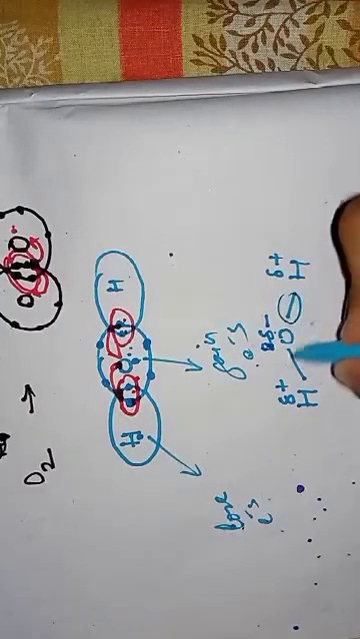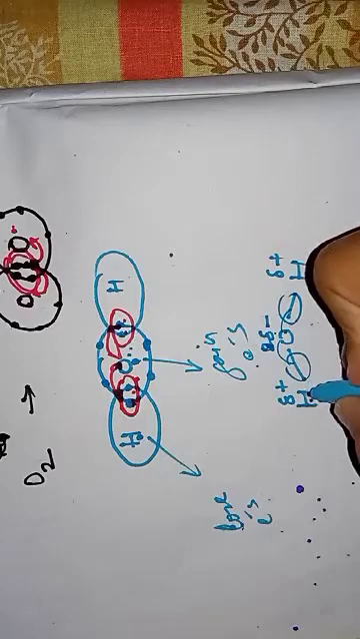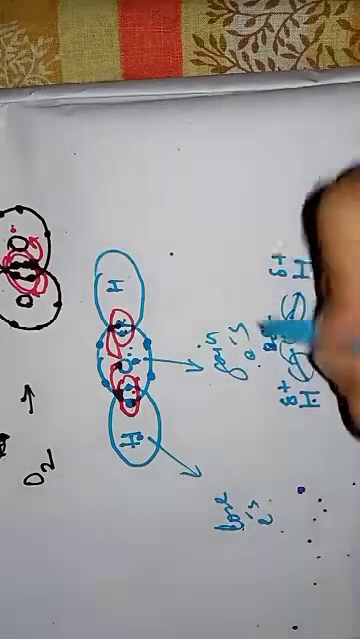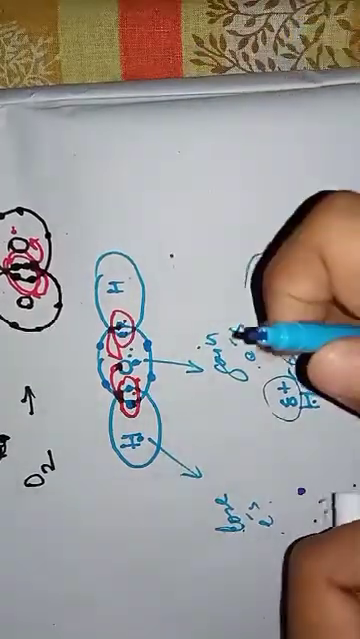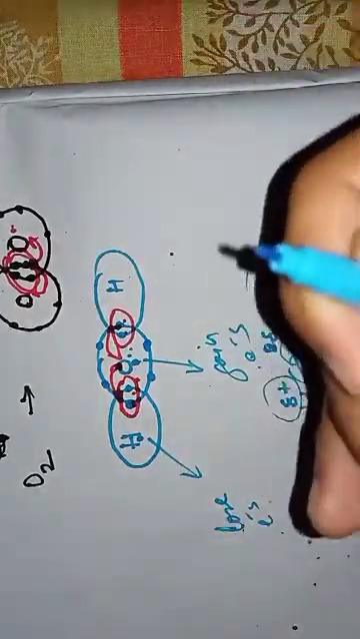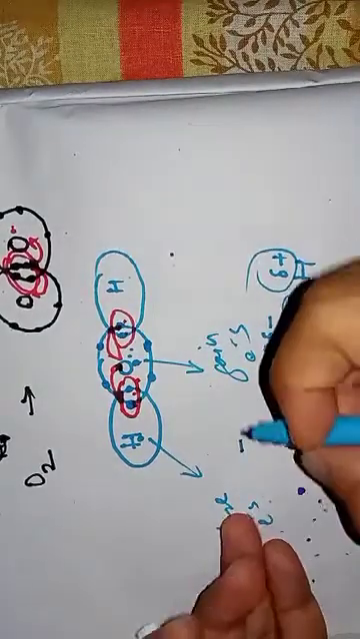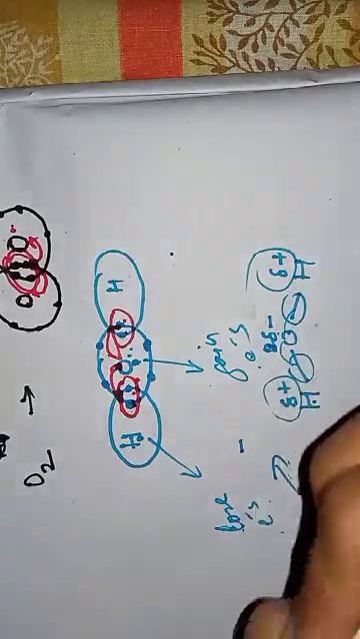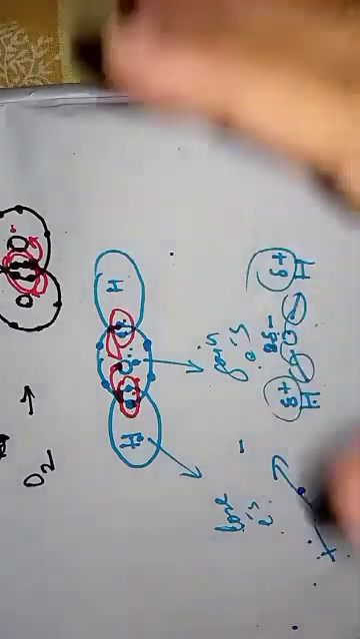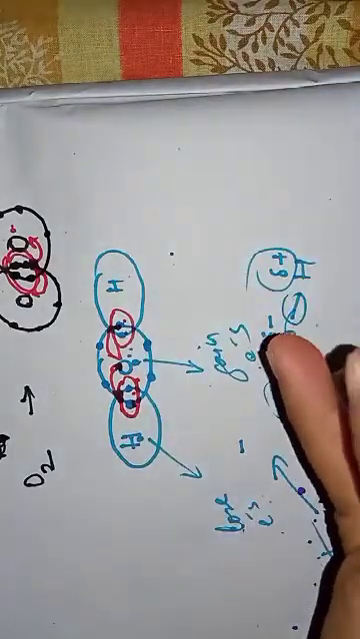Why partial negative charge? Due to attracting the shared pair of electrons toward itself. And for hydrogen, the shared pair of electrons are moving away from hydrogen, that's why it acquires a positive charge. When an electron enters, a negative charge is assigned, and when electrons move away, a positive charge is assigned. So I hope you understood the definition of electronegativity and what it means in a practical sense.